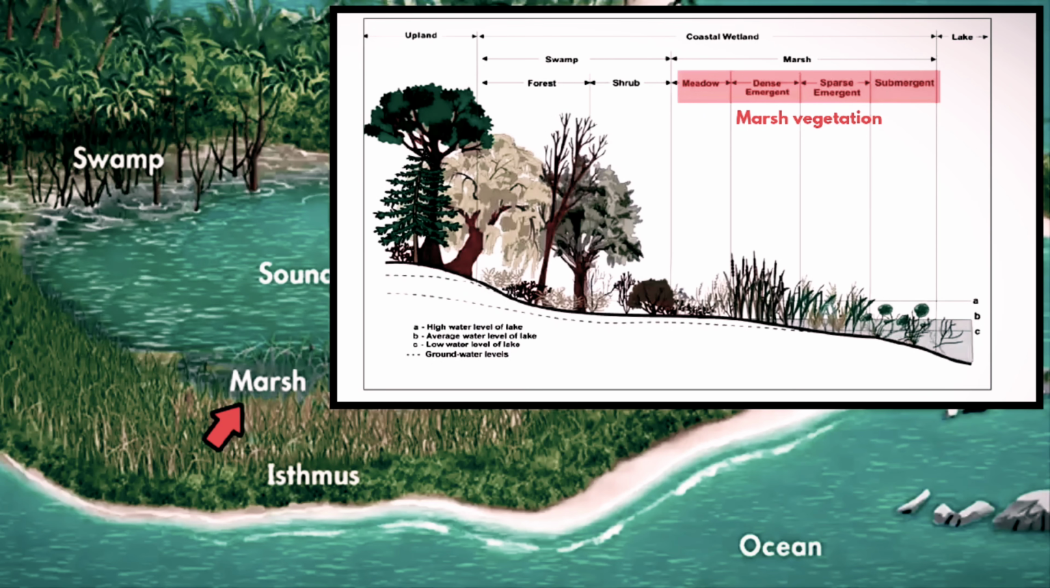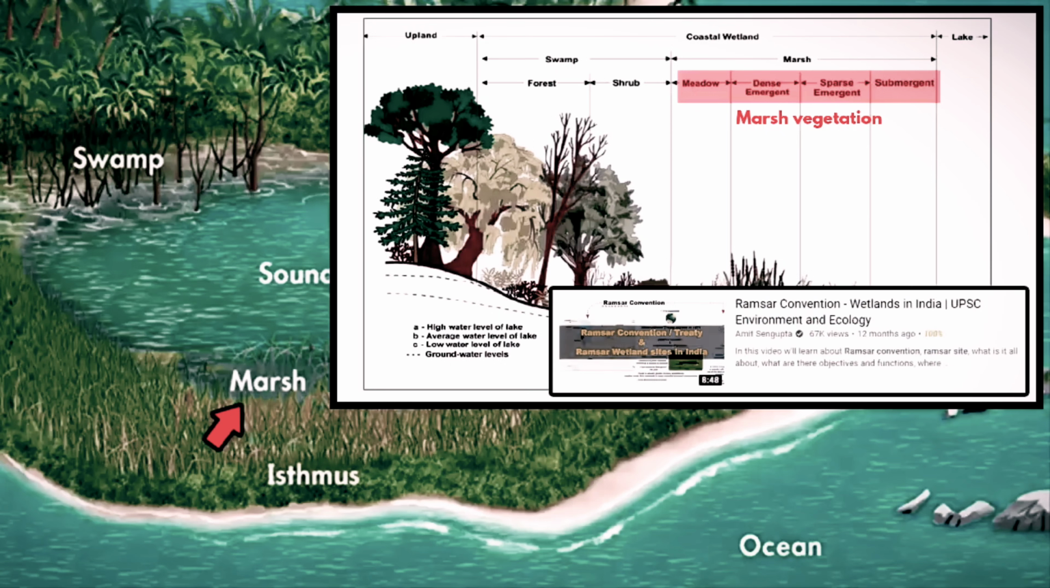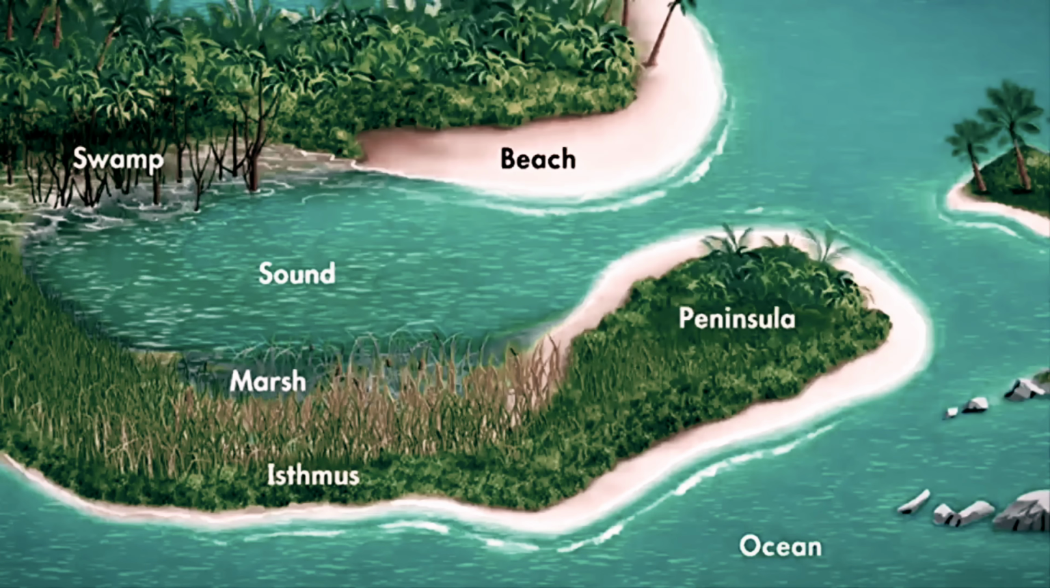Marshy areas of land are also rich in biodiversity. That is why these landforms are conserved and protected throughout the world. The famous Ramsar Convention on Wetlands is a good example of what I'm saying.